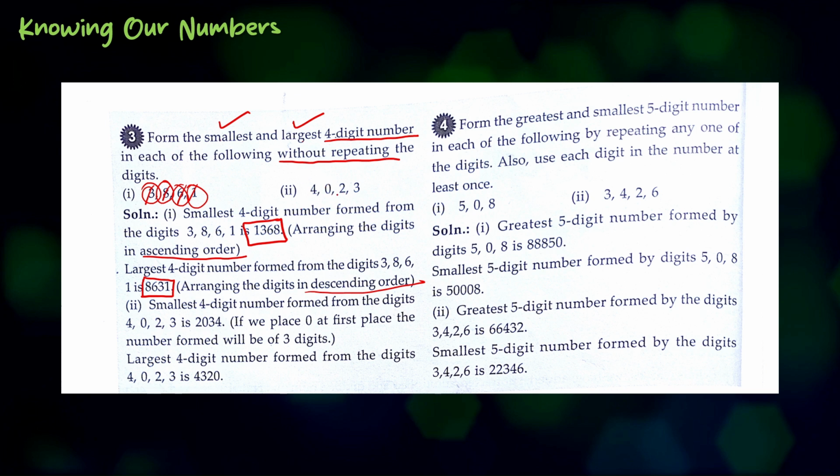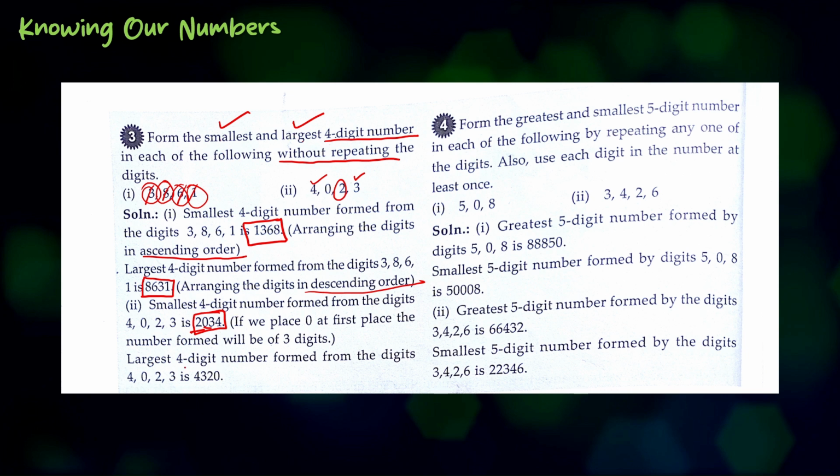So which is the next smallest number? 2. So we have to put 2 and then 0, and then next is 3 and next is 4. So 2034 is the smallest ascending order number. Okay, then only it will become 4 digits. Okay, if you place 0 at the front, it will become 3 digit number. Correct. Now we have found out the smallest.